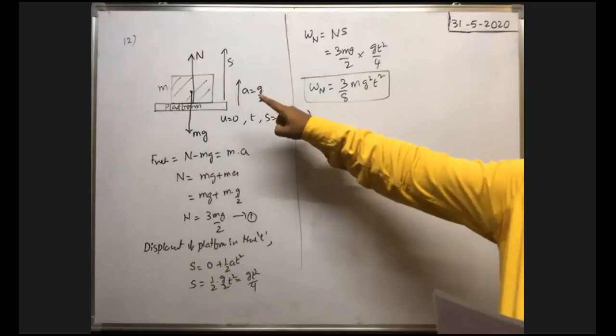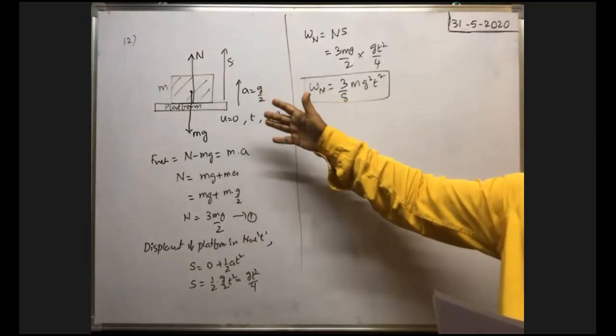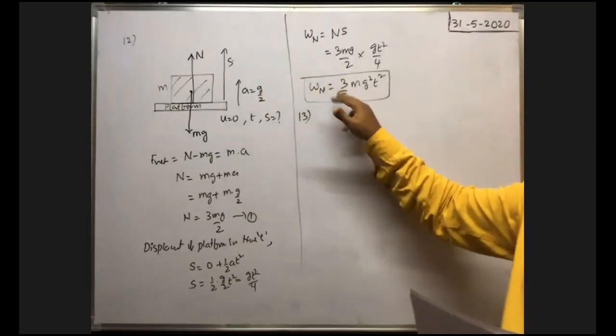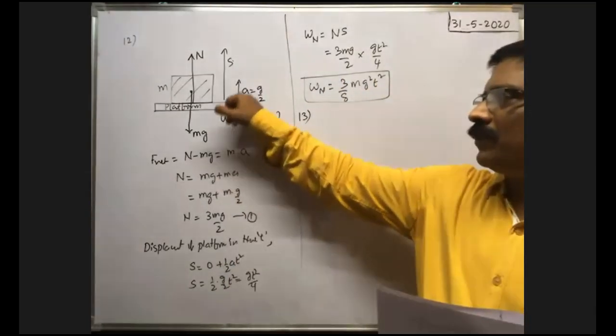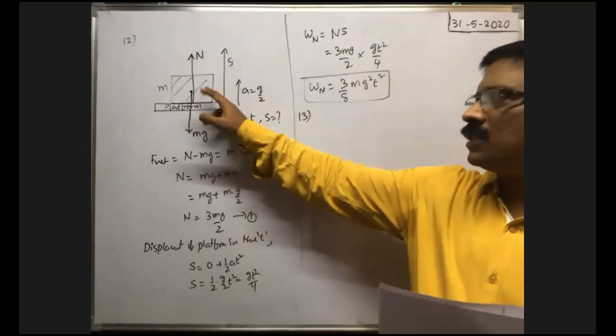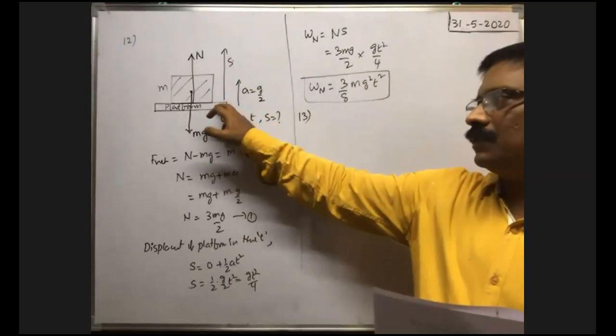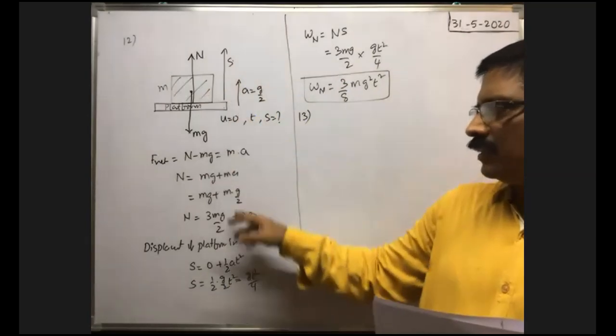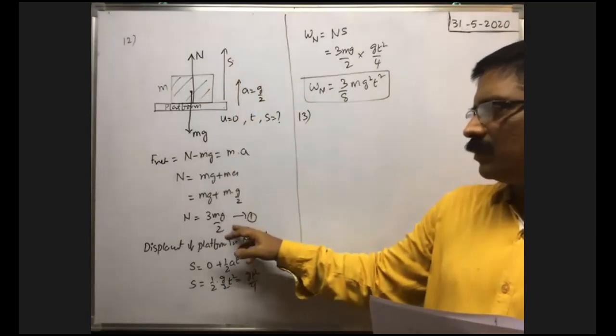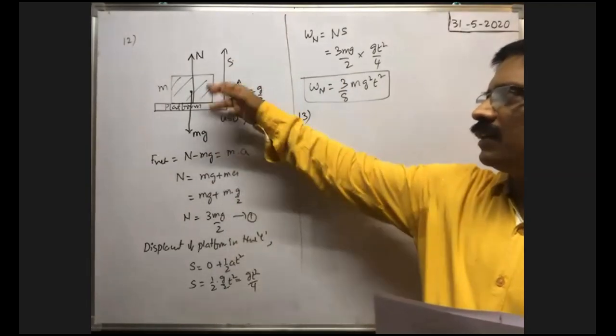So what is the work done by the normal reaction? They asked. Work done by the normal reaction is equal to 3 by 8 m g square t square. While the platform moves upwards, the block moves upwards with the platform. Then what is the normal reaction acting on the block in this case? With this normal reaction, what is the work done on the block in a time t seconds? Whatever the displacement of the platform, the displacement of the block is also the same.